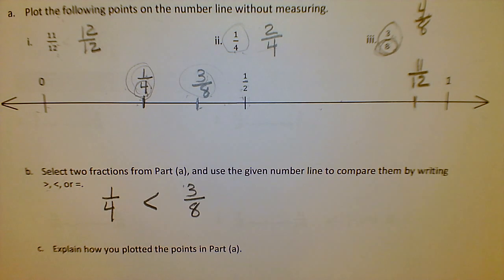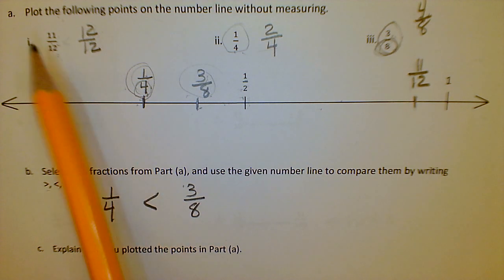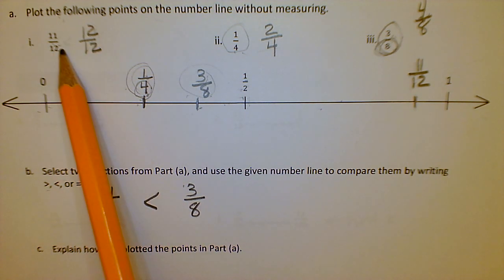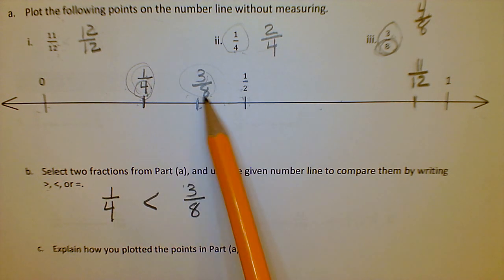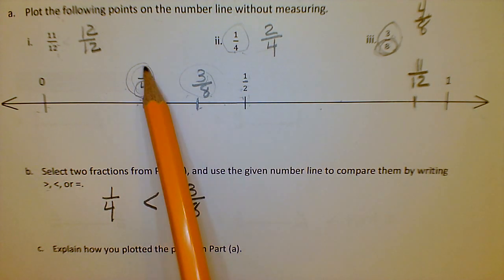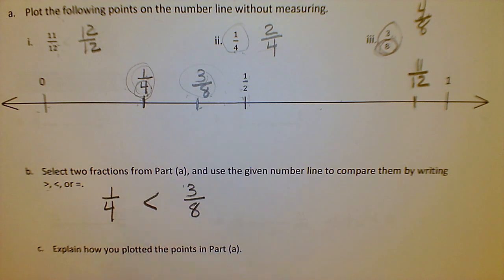There we go. Okay. So there's a couple different ways that we could explain this. Since we were just doing a quick sketch this time, which is really showing that we're comfortable with this concept of using these benchmarks and thinking of how far away we are from 0, a half, and 1, I could say, for example, for 11/12, I knew that it was very close to the benchmark of 1, and we could explain that 3/8 is very close to 1/2, and that a quarter is halfway between 0 and a half. We could talk about that.